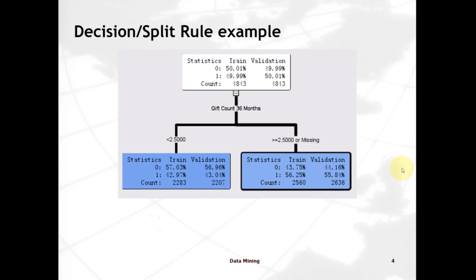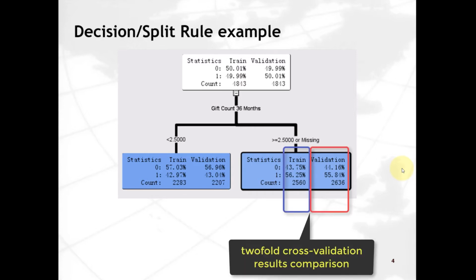So this is a simple tree in SAS interface. It's an upside down tree where the root is on the top. It starts from one node and it branches out. A couple of features you can see here. Based on twofold cross-validation, you always have two columns for the statistics. You have a train and a validation. The validation is shown to you to let you see differences. The bigger the difference, the stronger the signal of the overfitting is.